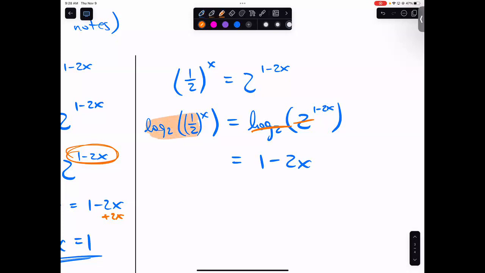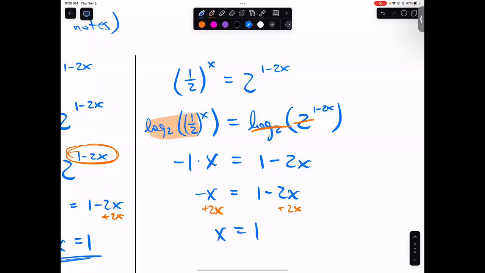This part's -1 times that exponent x that was sitting there. So -x is 1 minus 2x. All the exponential stuff's gone. Now we're just solving the linear equation, push stuff around as usual. And we get x equals 1.